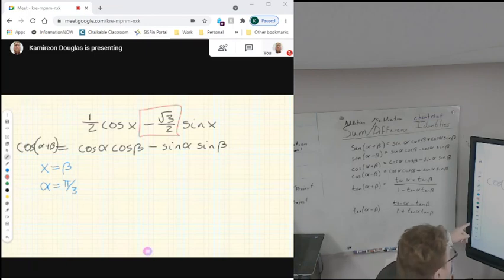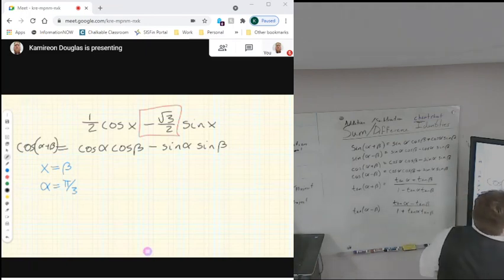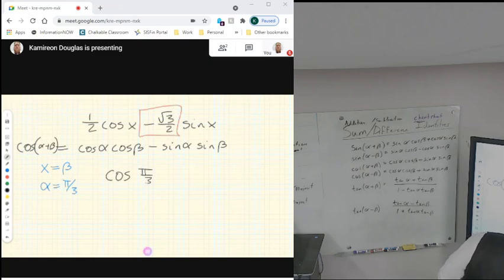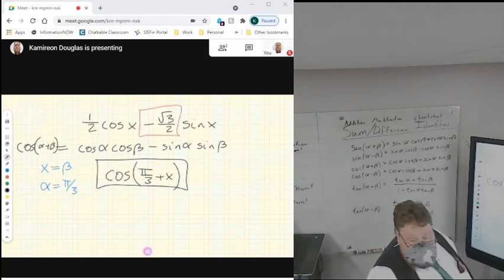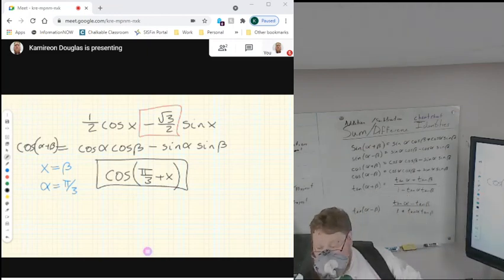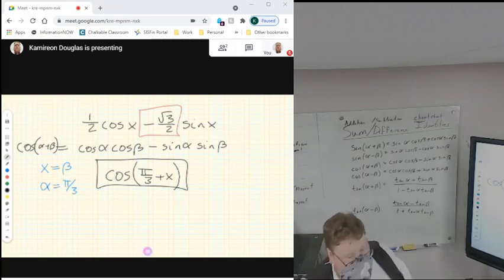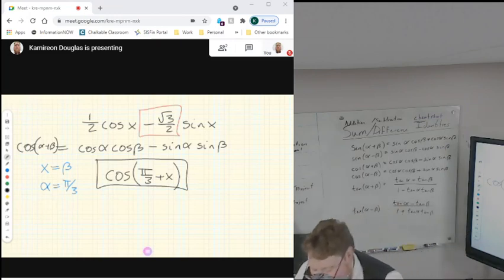So, let's try these two out. We said our solution, we think, is cosine of pi over 3 plus x. And we're going to check that. Now, there are other versions. If we had done what Cole mentioned, we get a slightly different version where it would be 5 pi over 3 minus x. It's a slight variation.